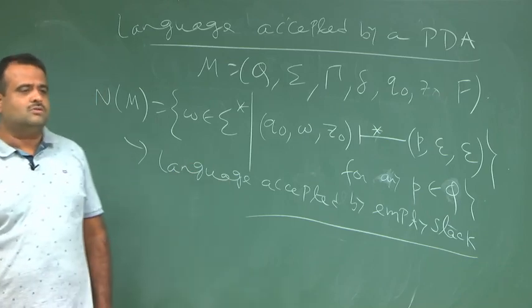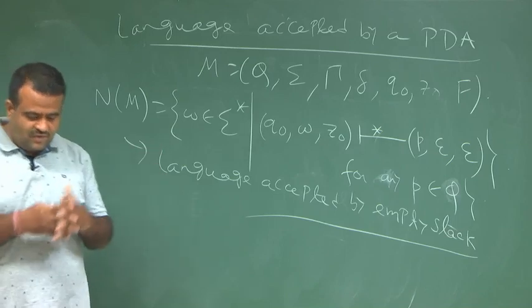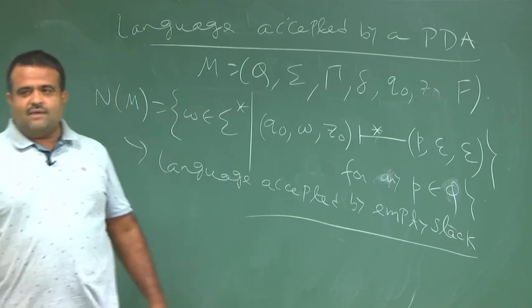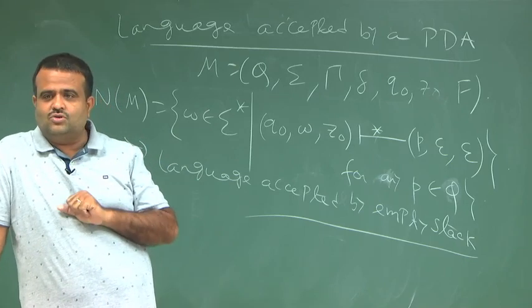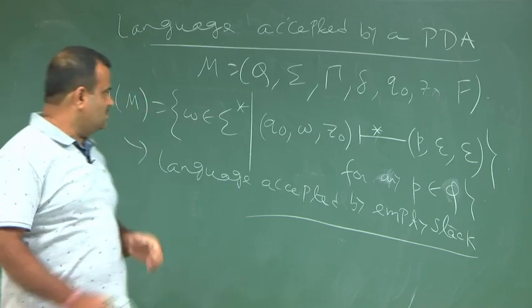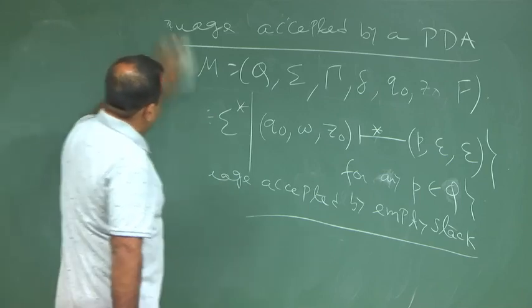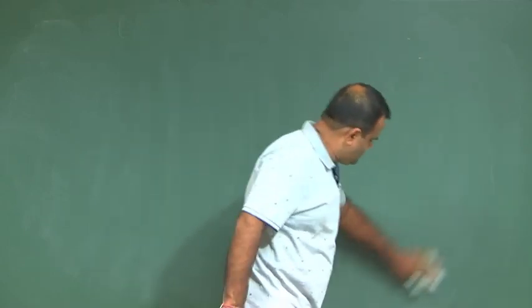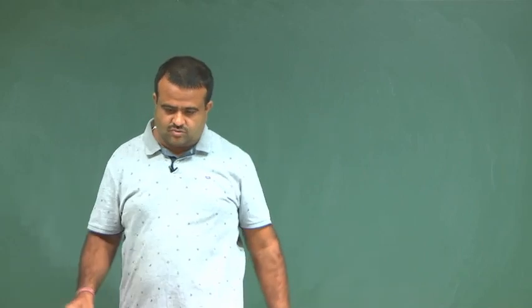But we also discuss the equivalency between these two. That means, given a PDA which is accepted by the final state, we can have a PDA which will be accepted by the empty stack. So, this equivalency we will discuss. Okay, so, this is just a recap. Now, today we will define deterministic PDA before we move to the equivalency of these two.